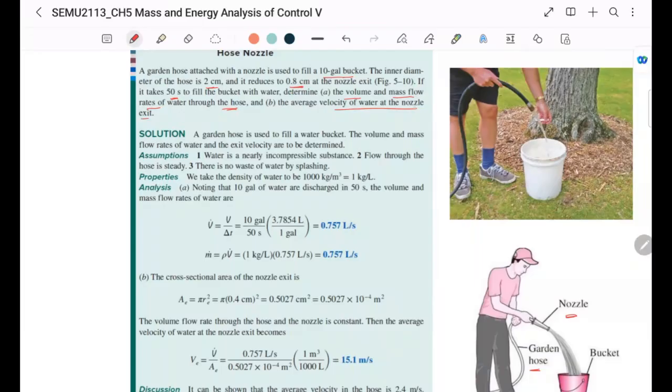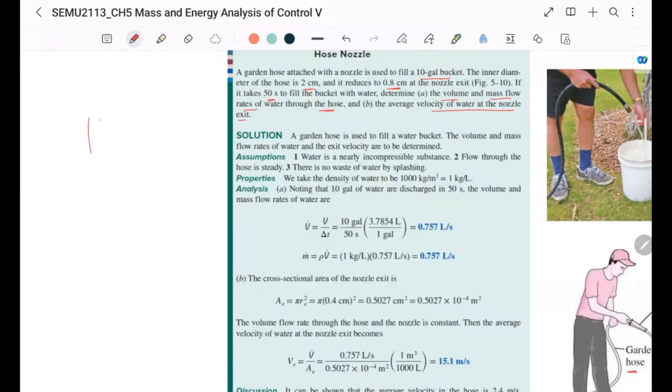To put it simply, you can imagine like this. This is a nozzle. This here, diameter D1 is 2 cm, and here the outlet D2 is 0.8 cm.